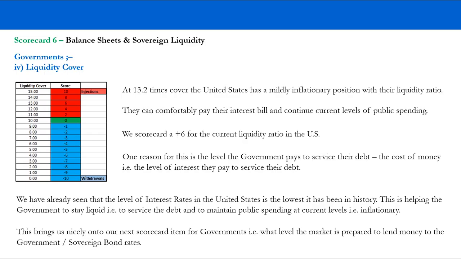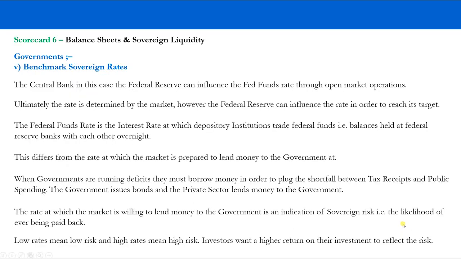And this brings us on to our next scorecard item for governments. So what level the market is actually prepared to lend money to the government to. And that is the price of money, not through the Fed funds rate, but through the government or sovereign bond lending rates. So the rates that people are prepared to lend to the government. So let's move on to our next variable, our next macro driver, which is government or sovereign bond rates. And what we're going to be looking at is benchmark rates. But first we need to understand what we're looking at here.